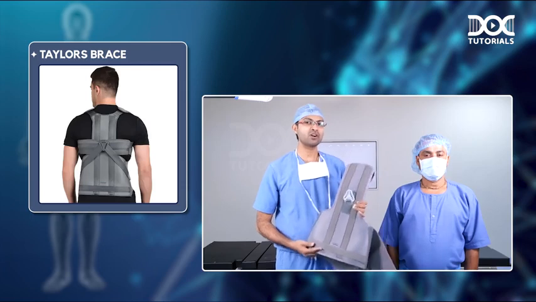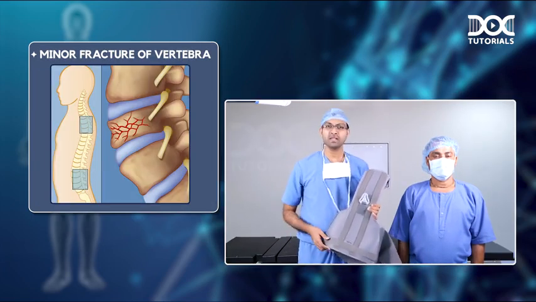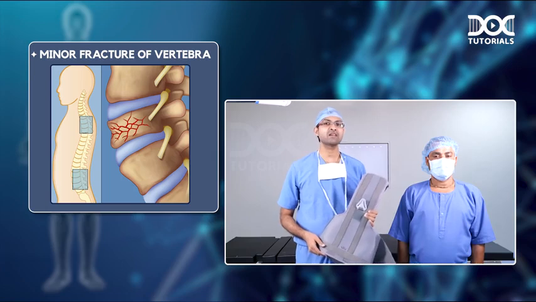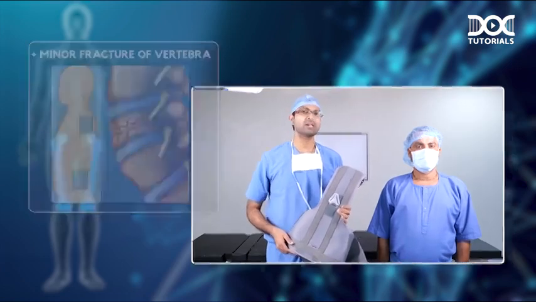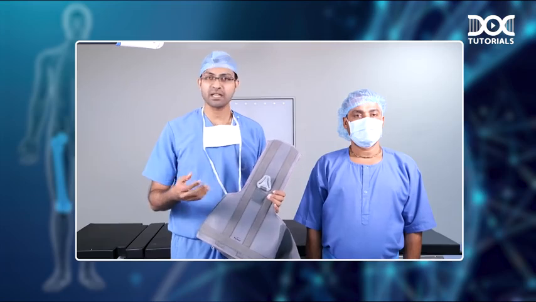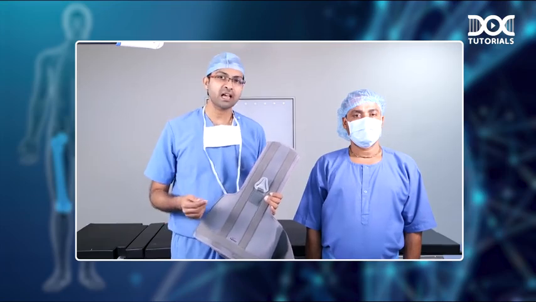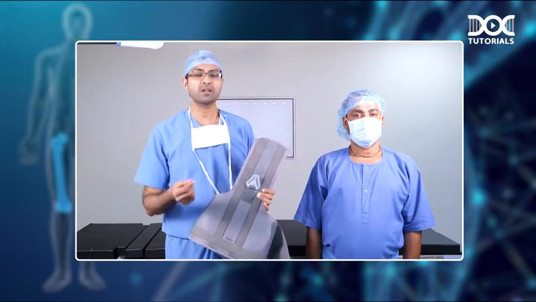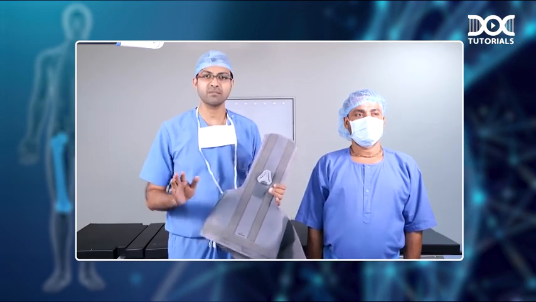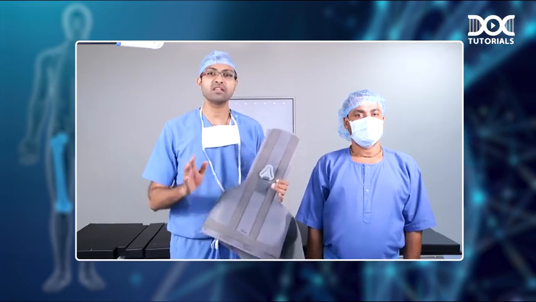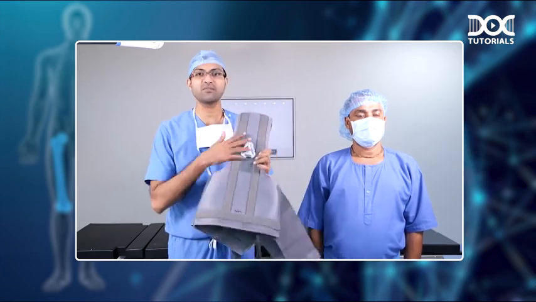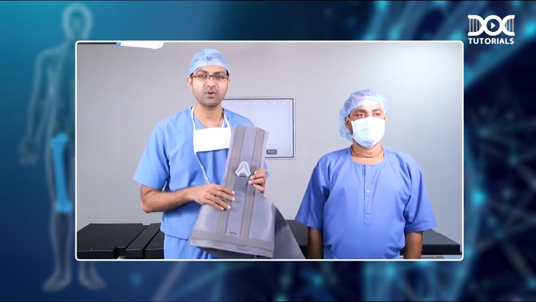Taylor's brace, which is used for what? It is used for minor fractures of the vertebrae, especially minor wedge compression fractures which are seen in osteoporosis. It is very often seen that elderly women or aged men can fall and they can have small fractures of their vertebra, which usually is a small wedge compression fracture which is stable and not associated with any neurological deficit. For those kinds of patients, you can very well use a Taylor's brace for treatment.